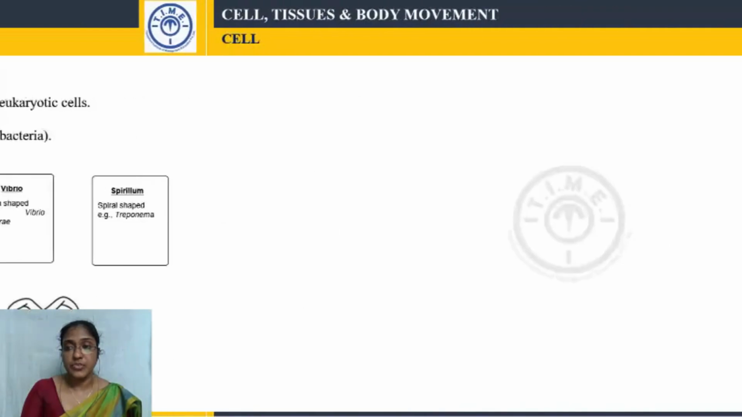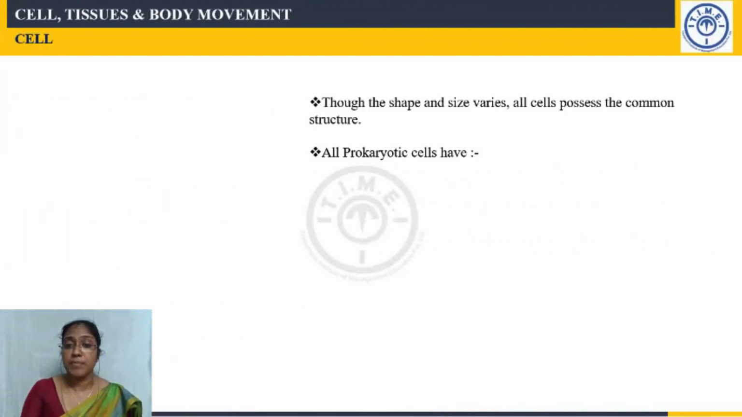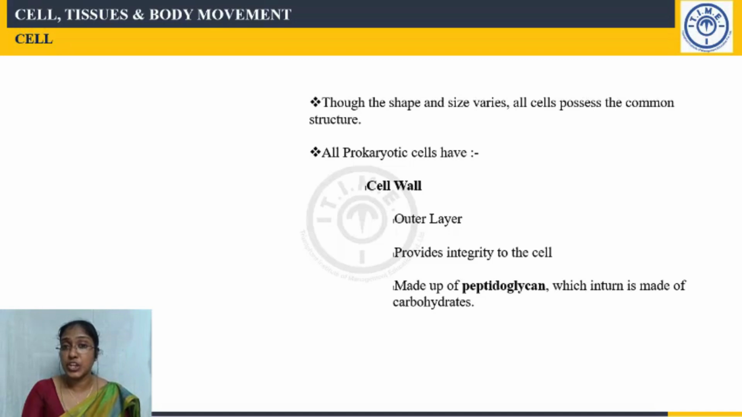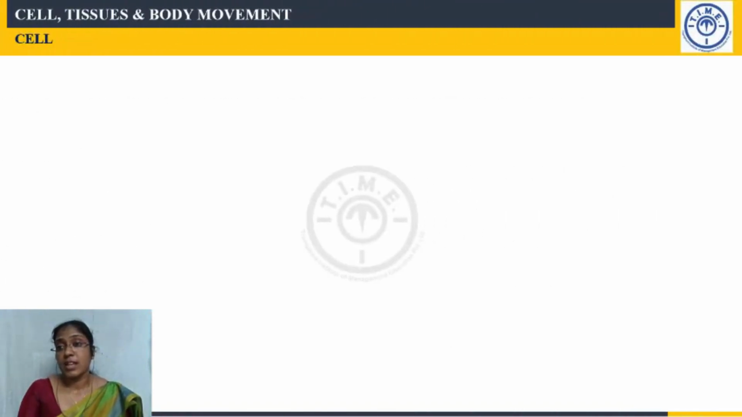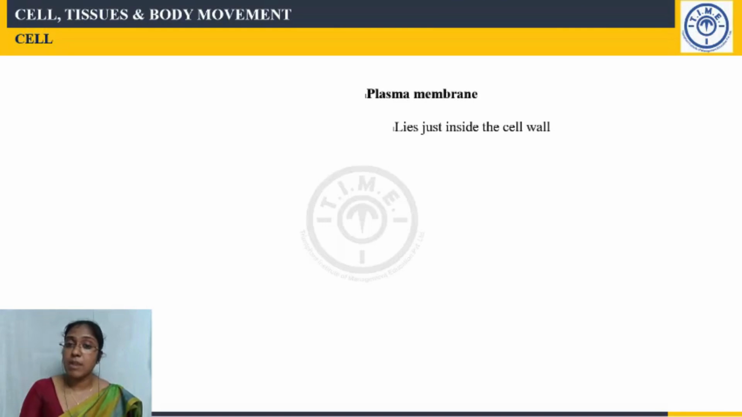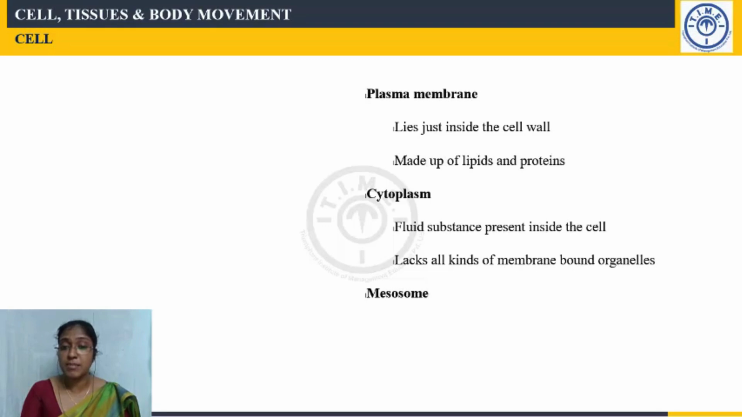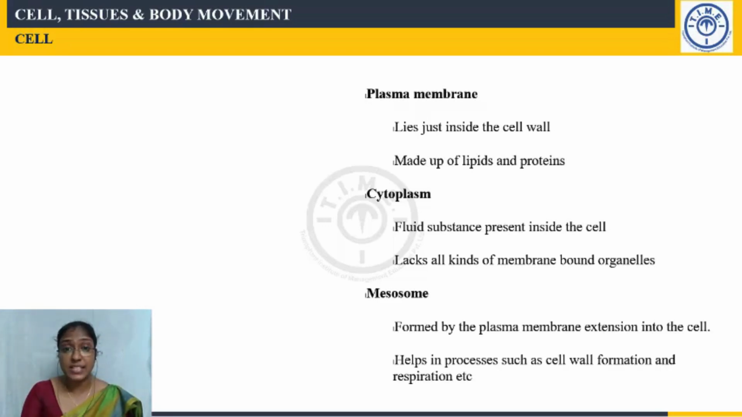Though their shape varies, prokaryotes have a cell wall, an outer layer which gives integrity and rigidity to the cell, and the cell wall is made up of peptidoglycan in the case of bacteria. In mycoplasma, the cell wall is absent. The plasma membrane lies just inside the cell wall. It is made of lipids and proteins, and cytoplasm is a fluid-like substance. And mesosomes are extensions of the plasma membrane, which help in cell wall formation and respiration.